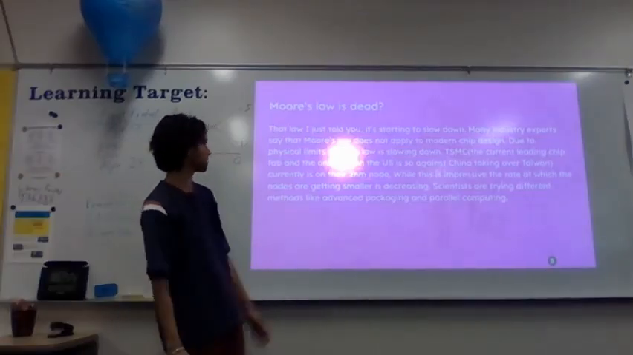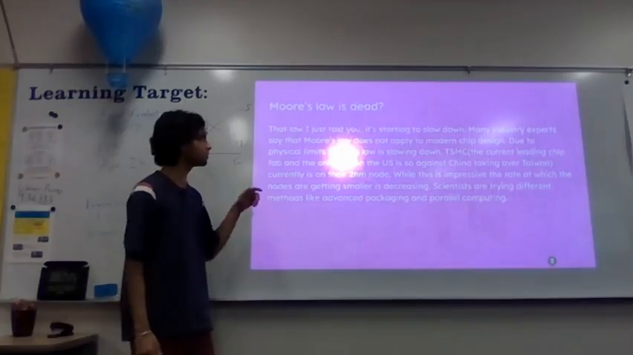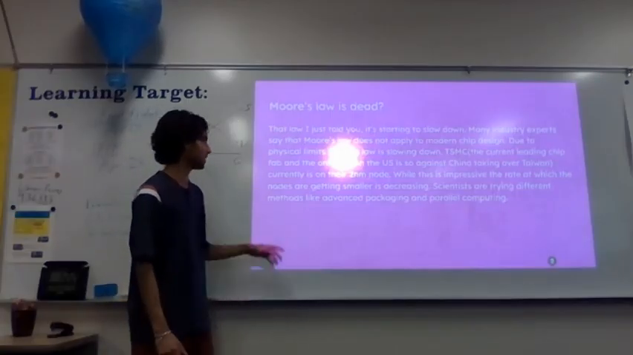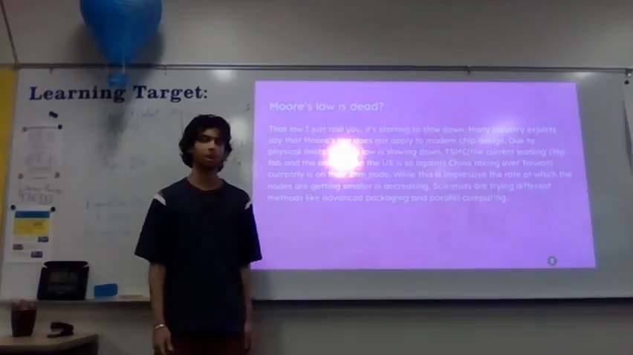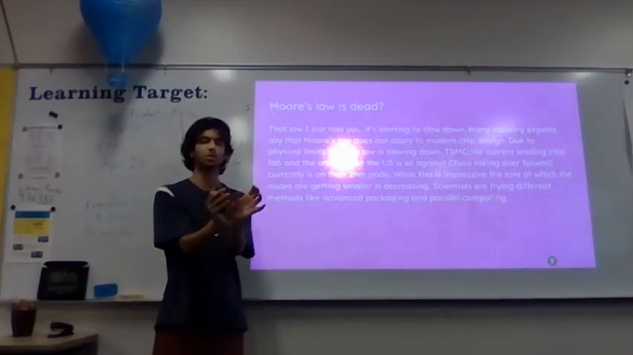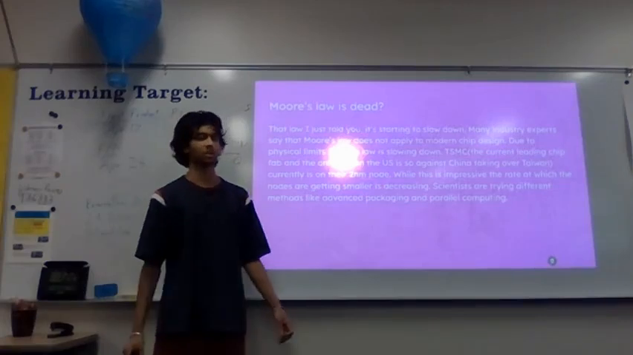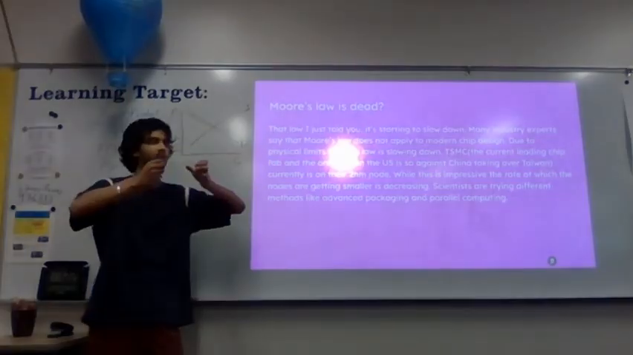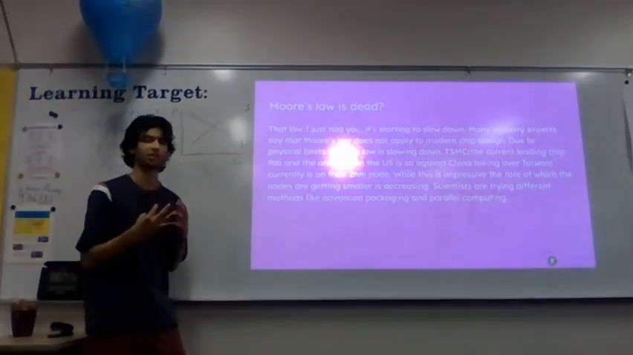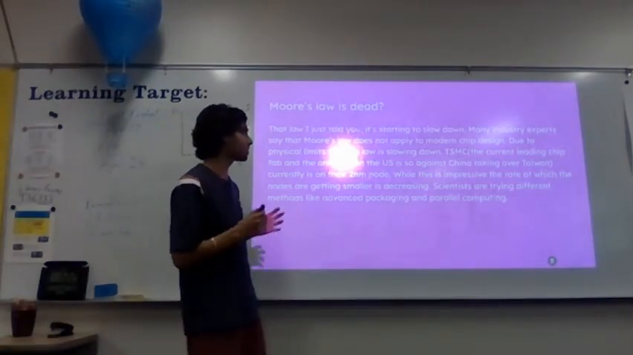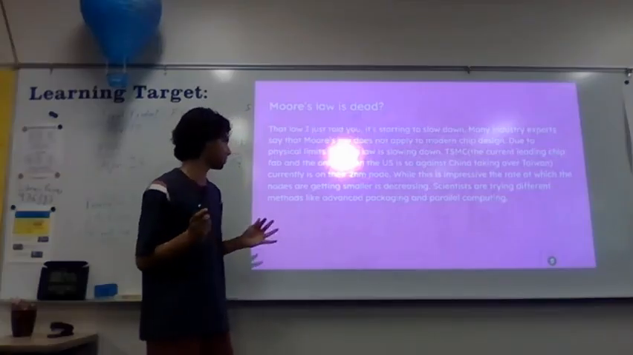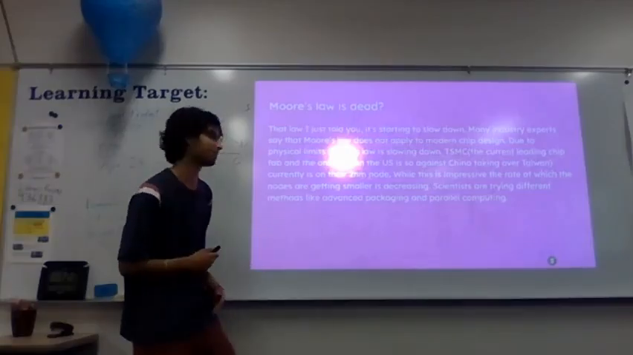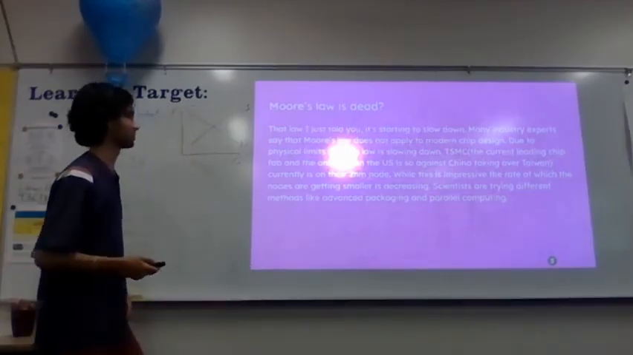And so TSMC, the current leading chip fab, and the only reason the US is still against China taking over Taiwan, is currently under a 2 nanometer node, meaning every transistor is spaced 2 nanometers apart. That's really small. You can't even see it. If you were to zoom into a chip, it would look like a whole city, you know? While this is impressive, the rate at which nodes are getting smaller is decreasing, and this is bad. That means that Moore's law is not going to be a law.